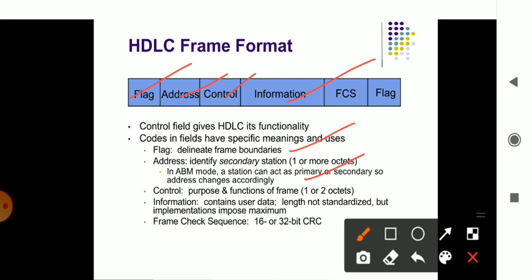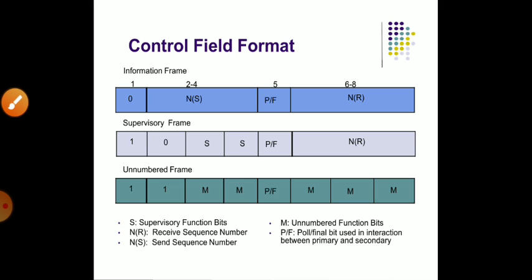And FCS is nothing but frame check sequence. Each and every time a frame is sent, it is checked whether this frame is received at the other end, and the sequence order is also checked: first, second, third, fourth, like that. And once again at the end, the flags will be there to set and unset the data. Okay, so this is the frame format of HDLC.